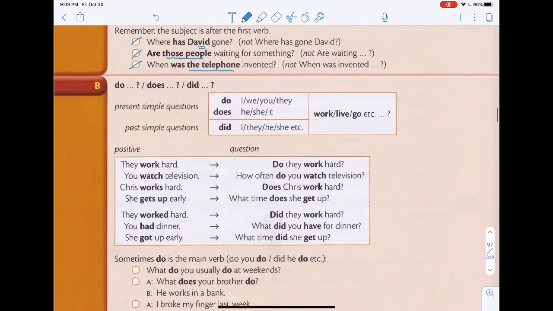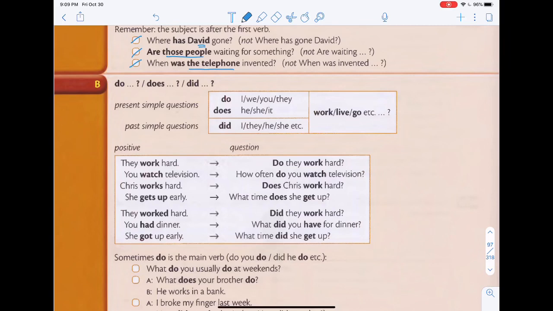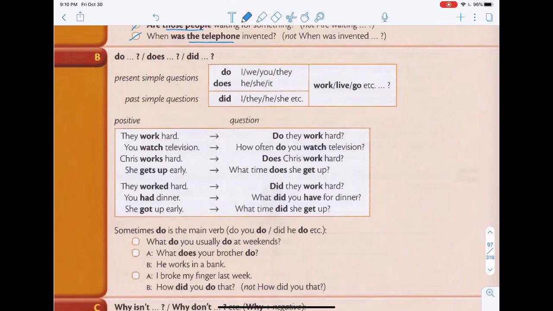Let's move on to part B. We have do, does, and did. So, present simple questions, we have do for I, we, you, and they, does for he, she, and it. So, do I work or does she work? Past simple questions will be did for everything, just like the one in chapter 43. So, for positive, we have they work hard. Change it to a question. Do they work hard? You watch television. How often do you watch television? Or you could also ask, do you watch television?